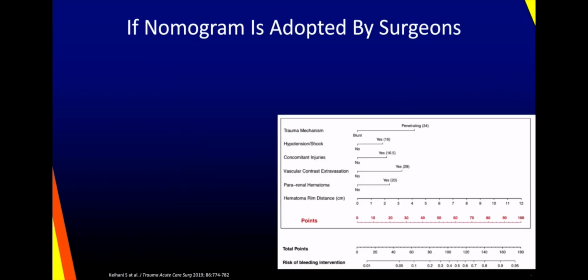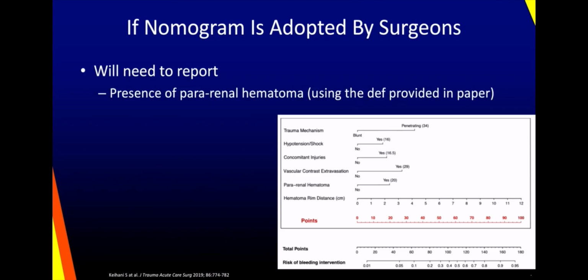If this nomogram is adopted by surgeons, we will need to report the presence of a pararenal hematoma using the definition provided in the paper and the hematoma rim distance.